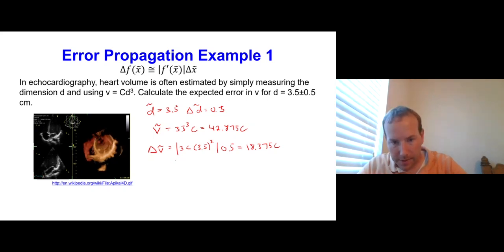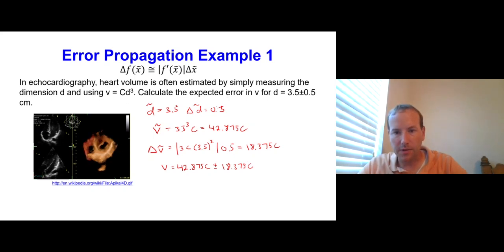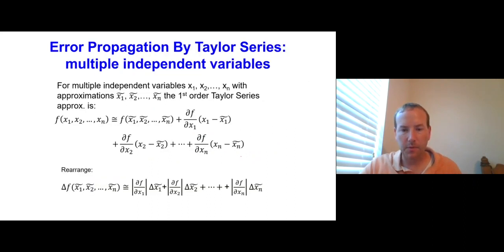So we see that there's substantial error in the predicted volume. And so I might write this then as V equals 42.875 C plus or minus 18.375 C. So we see that just around a 15% error in the diameter leads to almost 50% error in the outputs. That's really substantial. Okay, so that's an example with one dimension.